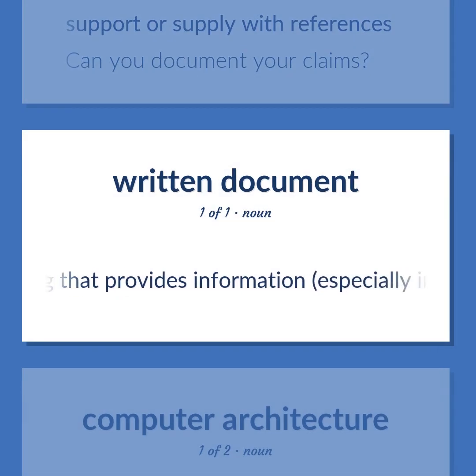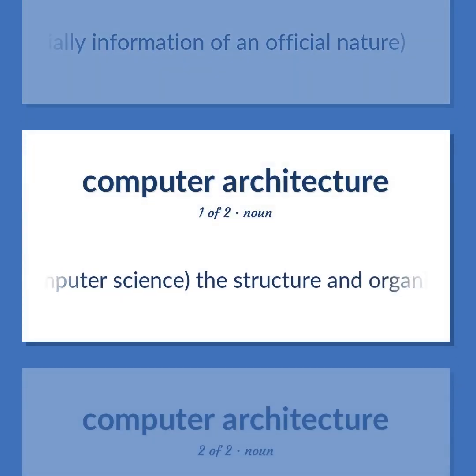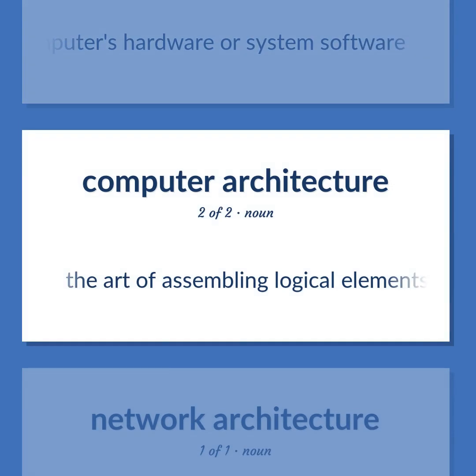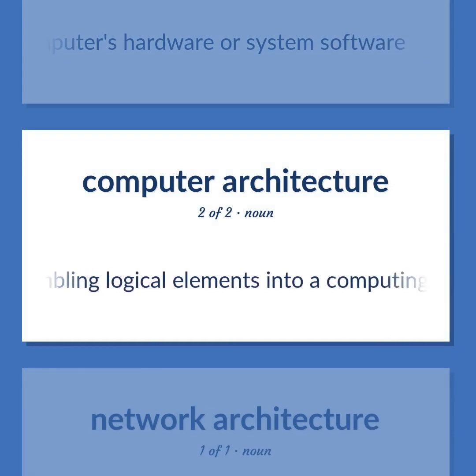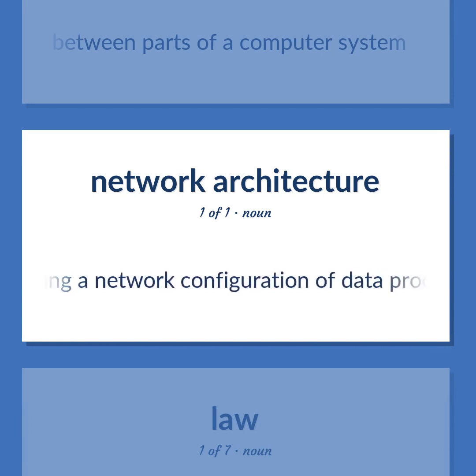Writing that provides information, especially information of an official nature. Computer science. The structure and organization of a computer's hardware or system software. The art of assembling logical elements into a computing device. The specification of the relation between parts of a computer system. Specification of design principles, including data formats and procedures, for creating a network configuration of data processors.